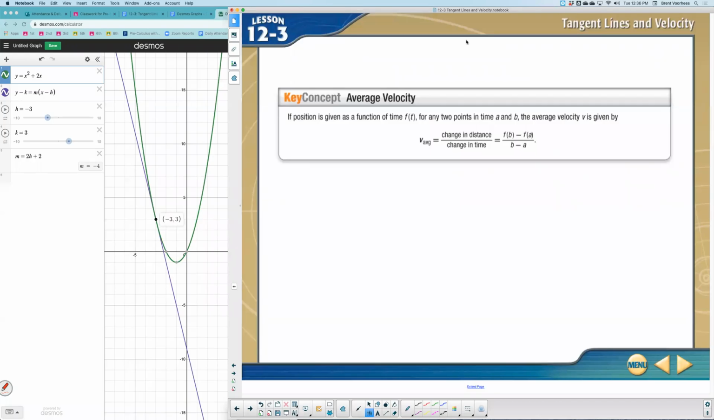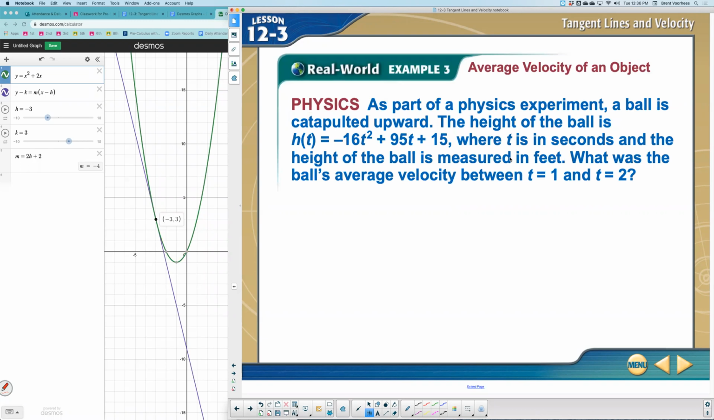Now let's talk about average velocity. If a position is given as a function of time, for any 2 points in time, A and B, the average velocity is the change in the distance, that's basically the y values at time B and at time A, divided by the amount of time change, which would be B minus A. So if you want to find average velocity, that's the formula we're going to use.